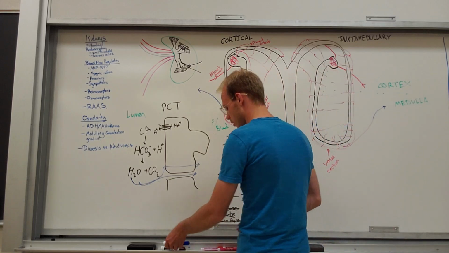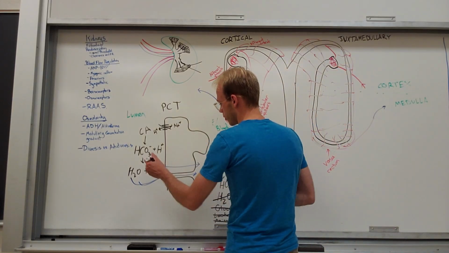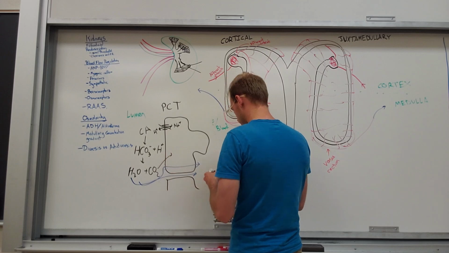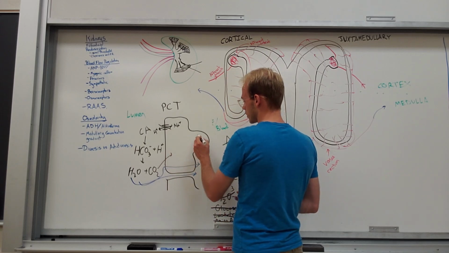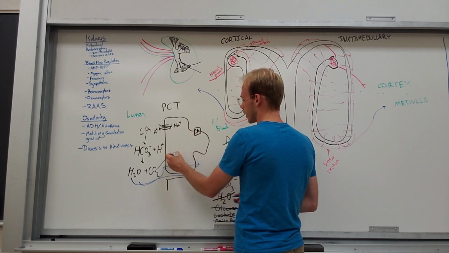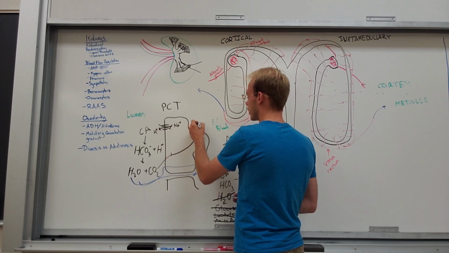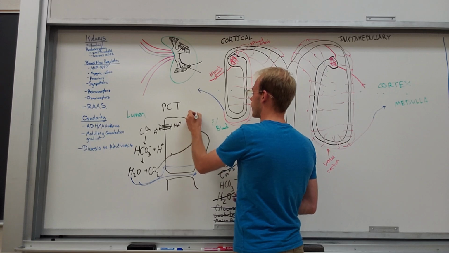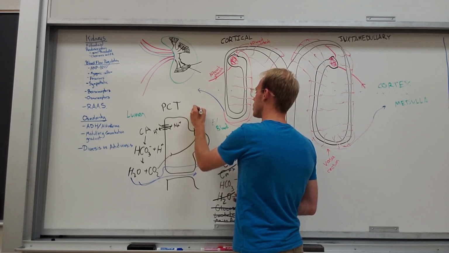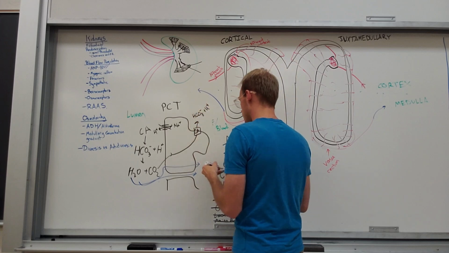So this is going to eventually flow from here, and it's going to go inside the cell. Inside the cell, we're going to put it right here. We have another carbonic anhydrase. So it's going to go through here, and it's going to get turned back into that HCO3 minus and H plus.